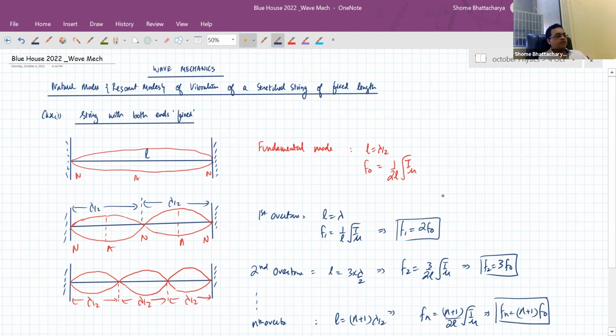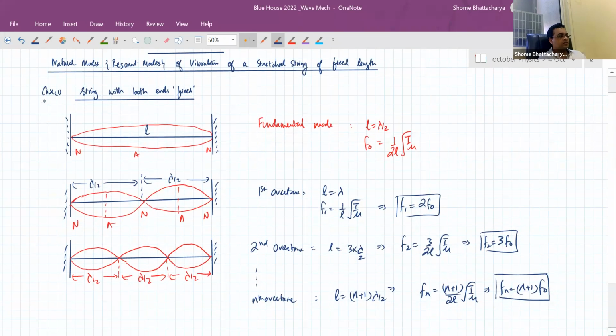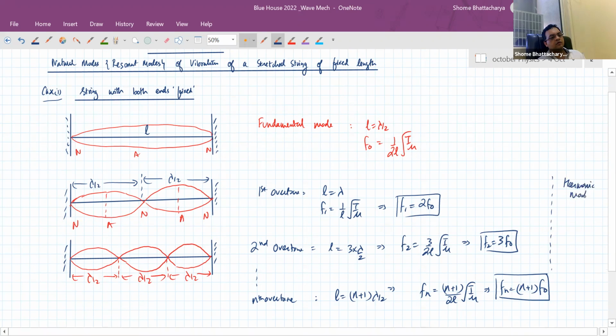So this series of frequencies is called the natural modes of vibration, or the harmonic series. So for this situation where the string is fixed at both the ends, this is the harmonic series, or the natural modes, f0, 2f0, 3f0, like this.